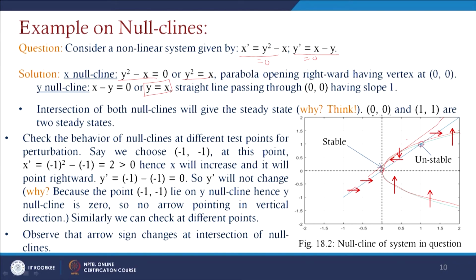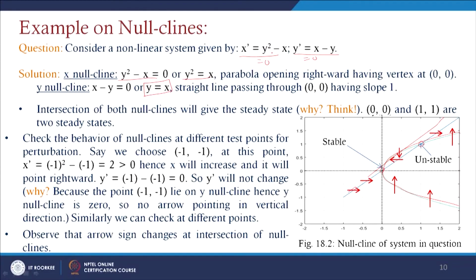and at these points, x dash equals 0 and y dash equals 0. So, that is why they are the steady state points. And now we go for the analysis of the behavior of nullclines at different test points. We take a small perturbation close to the steady state points, and then we can visualize how these perturbed points behave in the closer neighborhood of the steady states. Depending on that, we can say whether it is a stable point or an unstable point.